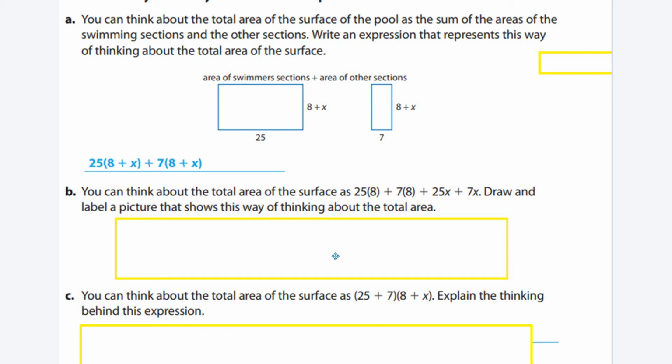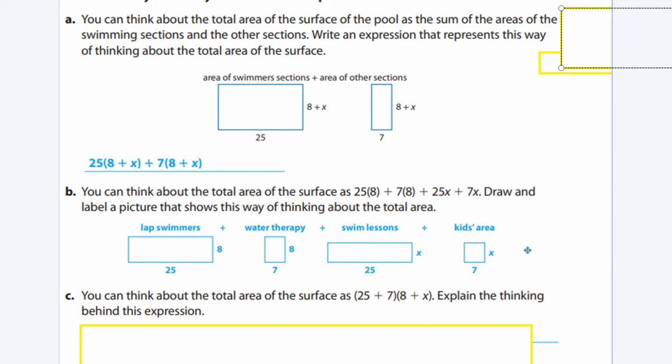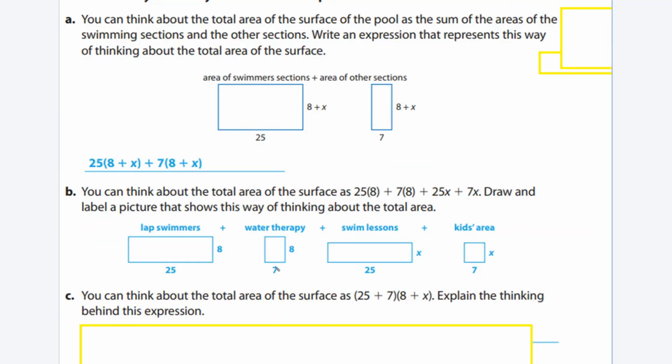Let's look at question B. As you can see, they separated the 4 rectangles. If we go back, they got the lap swimmers here, 25 by 8. Right? Let's look at this. Lap swimmers, 25 by 8. Everybody see that? Okay. Then they got the water therapy, 7 by 8.